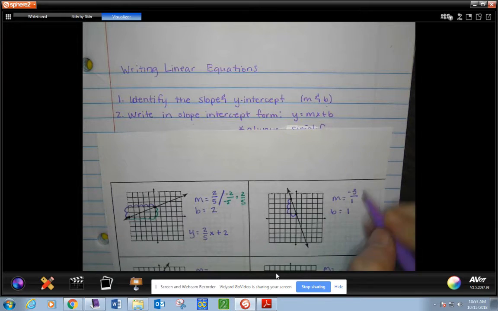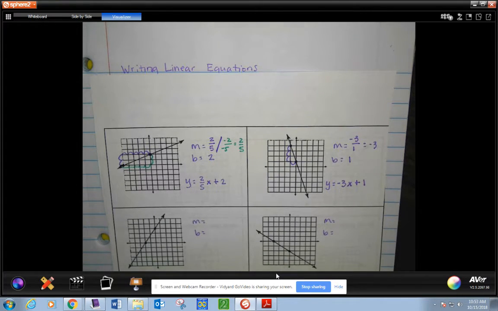Negative 3 over 1 is the same thing as negative 3. When you're writing it in an equation, you don't have to leave it as a fraction. So I'm going to do y equals, plug in my m, which is negative 3, keep x, and since b is a positive 1, I put plus 1.